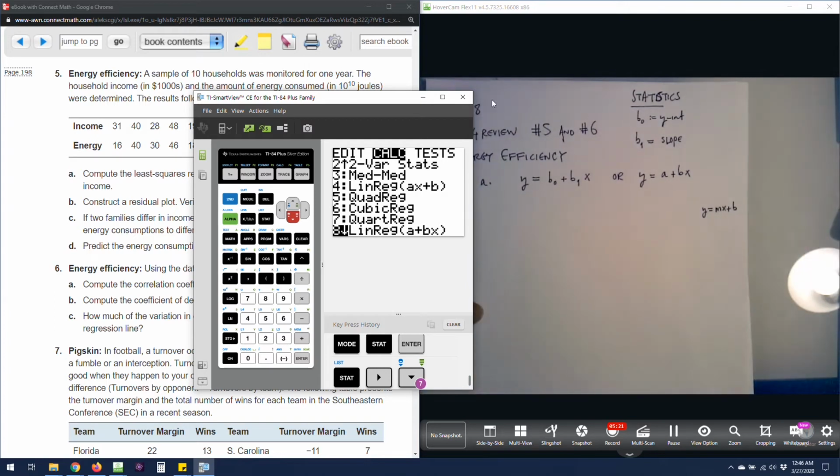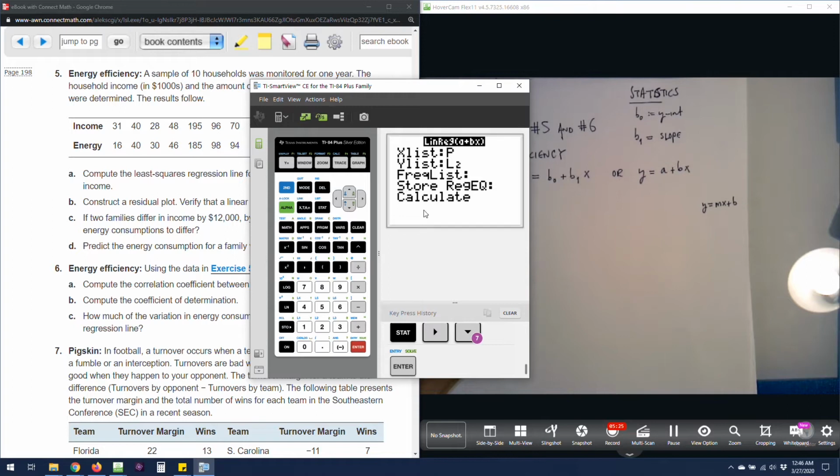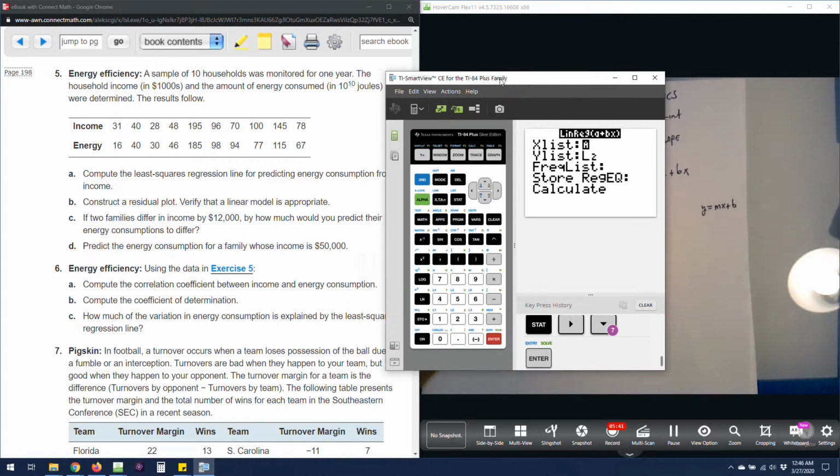Okay, so now that we have ln_reg, we're going to go here and calculate. We have to make sure the X list is our X's and the Y list is our Y's. Now, which one's X and which one's Y? Well, let's take a look at the problem here.